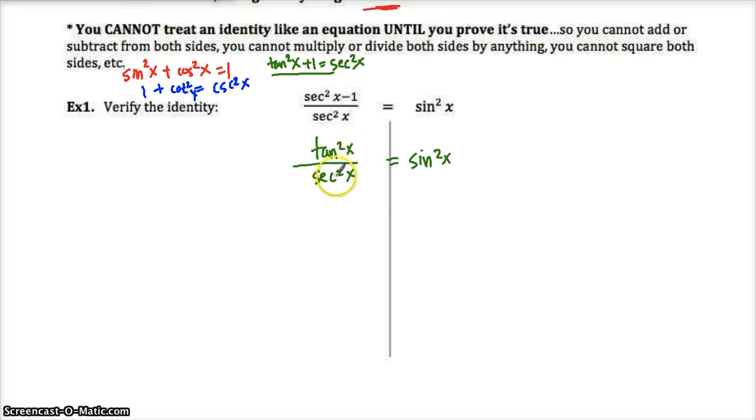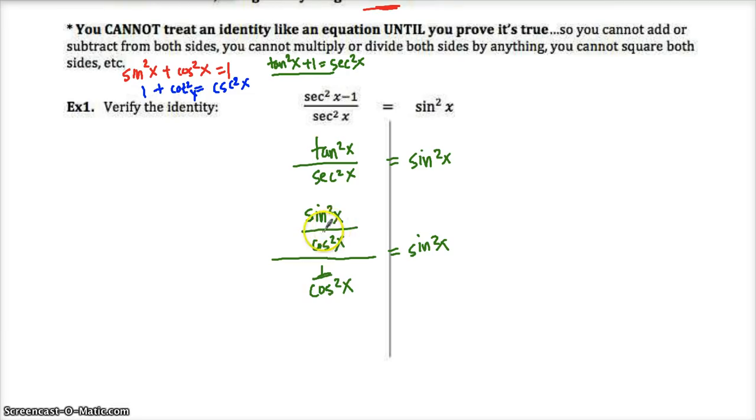I'm kind of stuck here. I don't see anything else to do, so what could I do? Well, I think I'm going to make everything in terms of sine and cosine. Some of you might replace this secant squared with tangent squared x plus 1. That's fine, but it's not really going to help. So instead, I'm going to replace everything with sines and cosines. So tangent squared is sine squared x over cosine squared x, and then secant squared is 1 over cosine squared x. So this is still equal to sine squared x.